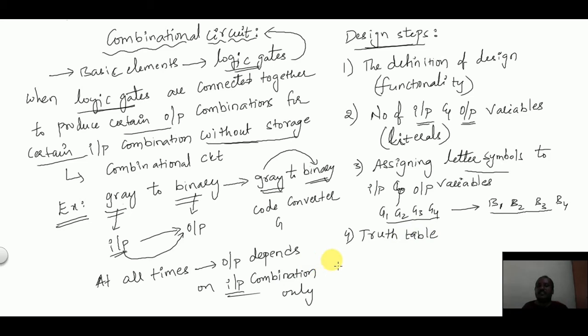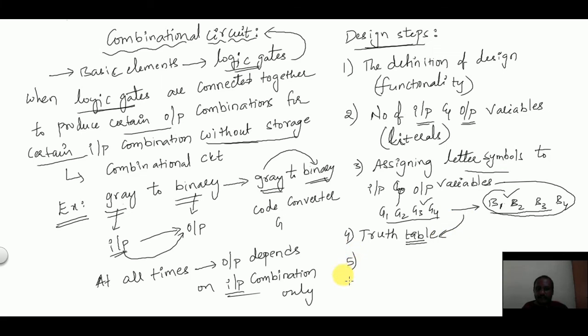Next is deriving the truth table. So what is a truth table? For all the input combinations, the possible output combination is given by the truth table. The truth table involves the relationship between input variables and output variables.